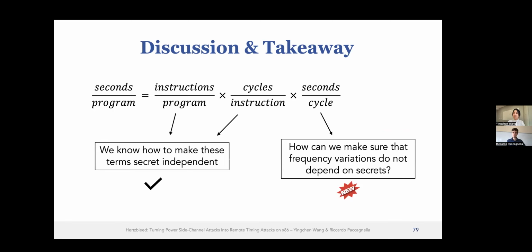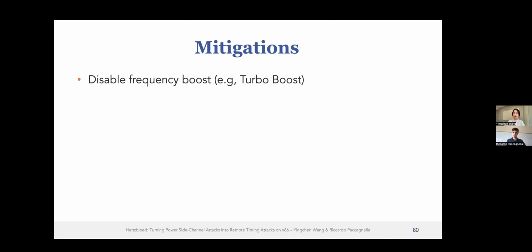Now let's look at some mitigation ideas. First, we can disable frequency boost. When we're running our experiments with turbo boost off, we observe the CPU running at base frequency all the time, and we see no leakage from Hertzbleed. However, notice that this is only a mitigation but not a defense, and it incurs a system-wide performance cost.